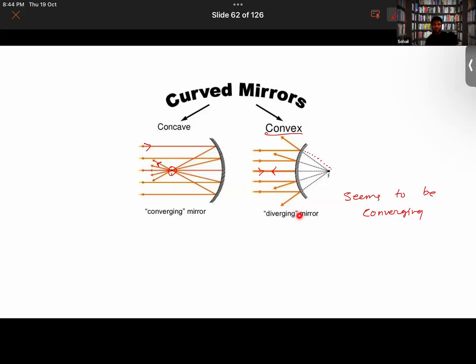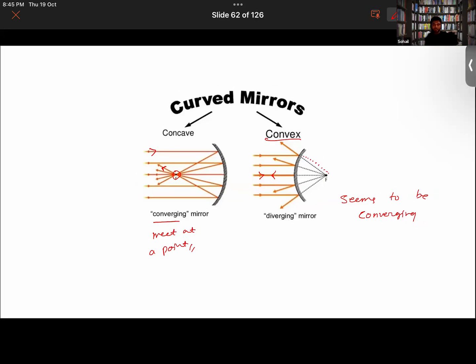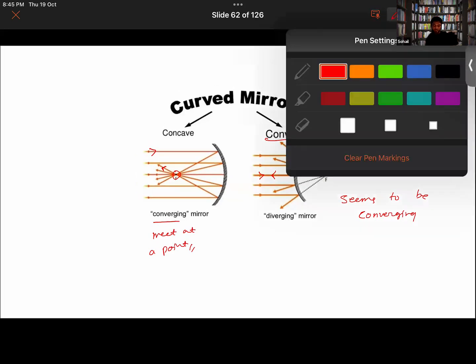Are you guys getting it or not? Sundus, Vaiga, and Chakrika, is this point clear? Yes. So what is the meaning of converging? Converging basically means to meet at a point. Diverging means to move away in a different direction. All right, shall we move ahead then? So concave mirrors meet at a point and convex mirrors move away.